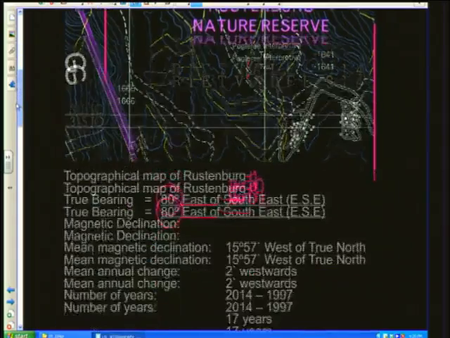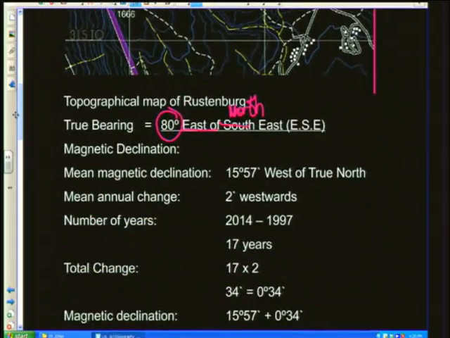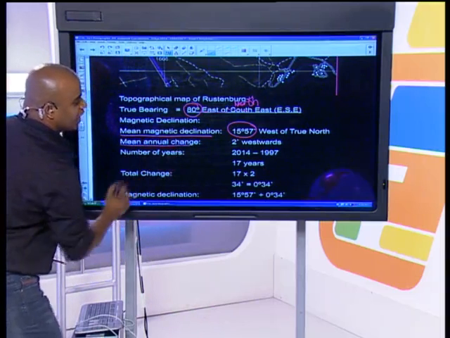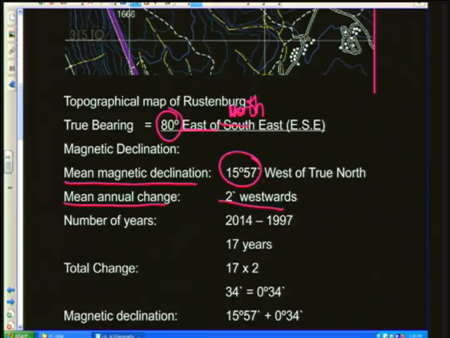When looking at the calculation, let's look at the information that we've extracted. The mean magnetic declination, which we've seen as 15 degrees, 57 minutes west of true north. This is information that we've gathered from the margin of the map. The mean annual change, 2 minutes westwards. Also information that we've gathered from the margins of the map.